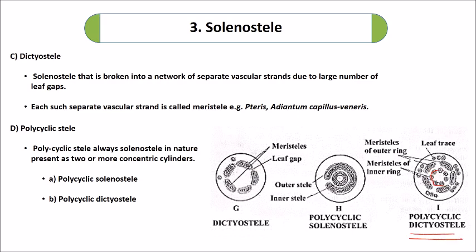Here this is a ring of meristele, this is a ring of meristele. So these meristeles were produced because of the leaf gap. So these are the leaf gaps here, here, here, here, and likewise these are also the leaf gaps. So these leaf gaps produce different meristeles in case of polycyclic dictyostele. So this is all about dictyostele and polycyclic stele.